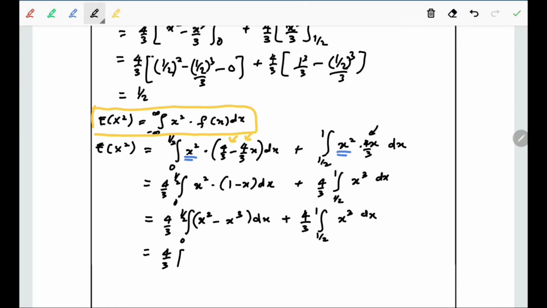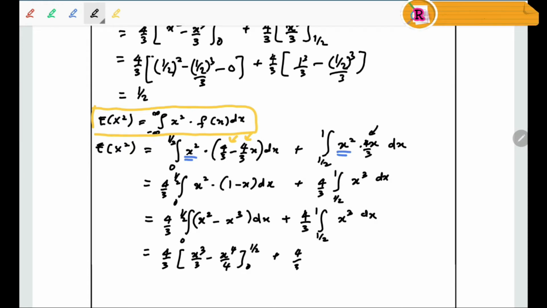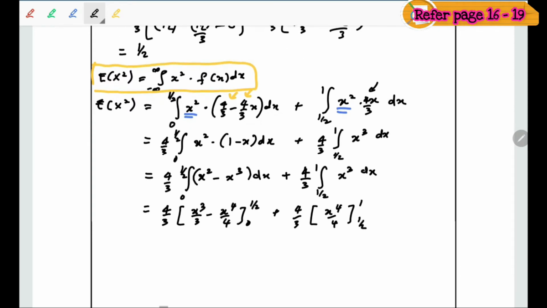So 4 over 3 multiplied with the integration of x squared will give you x cubed over 3, minus the integration of x cubed, which will give you x to the power 4 over 4, with its limit. Plus 4 over 3 integrate x cubed, which will give you x to the power 4 over 4, with the limits 1 over 2 until 1.